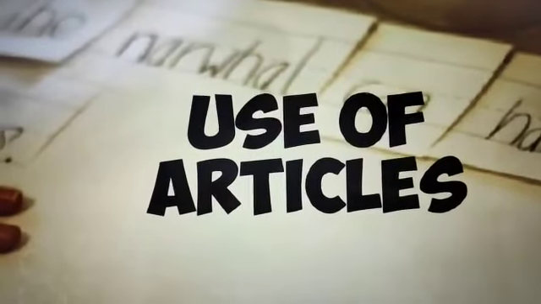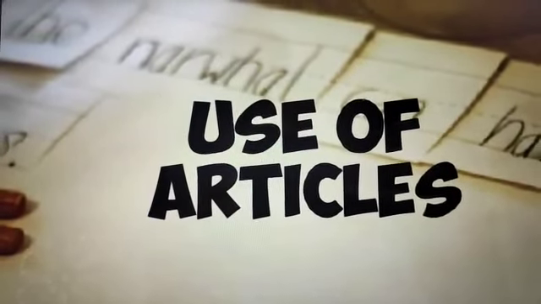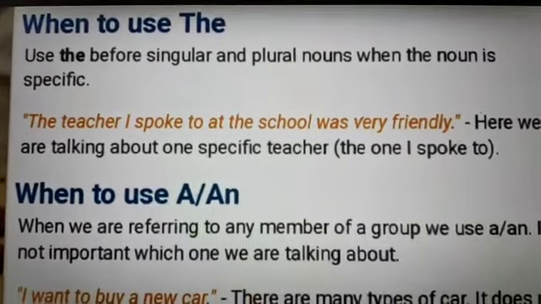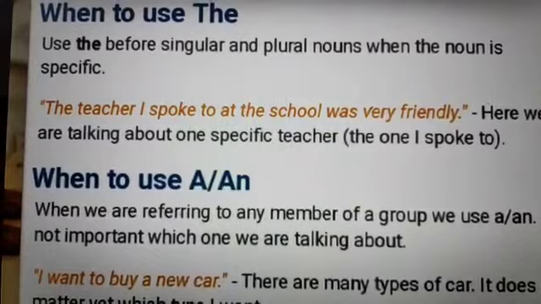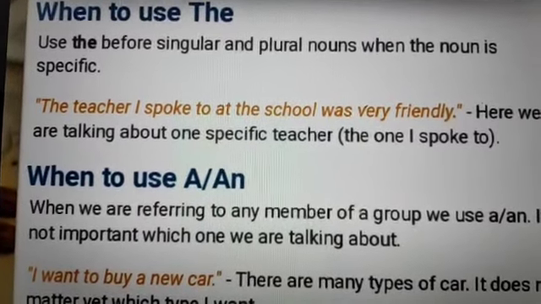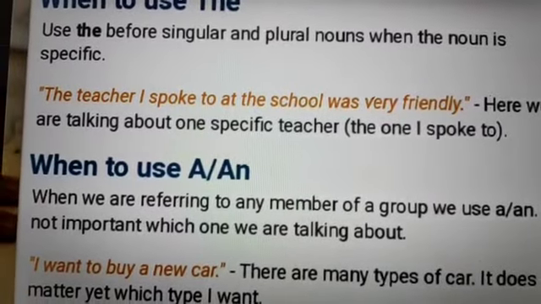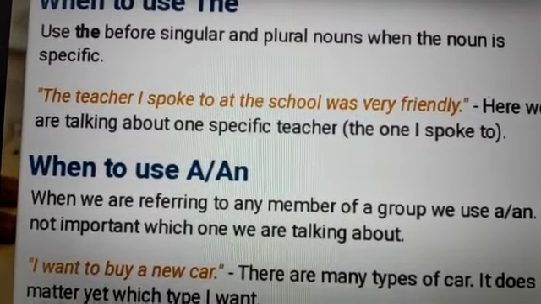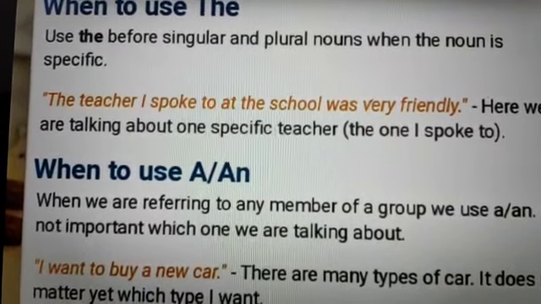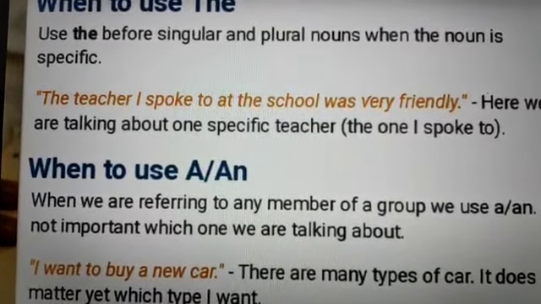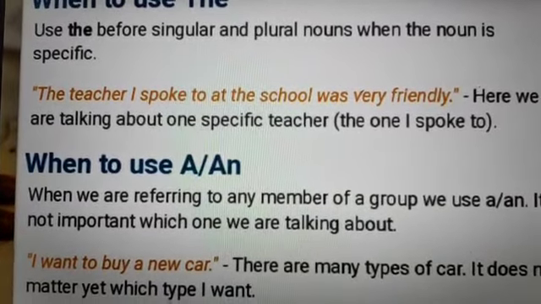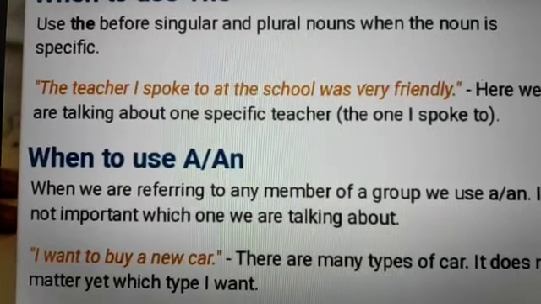And the next one is the use of articles while doing the sentence reordering. So let's have a look at when to use the article the. As we know, the is a definite article and a and an are both indefinite articles. So the is used before singular and plural nouns when the noun is particular or specific. The teacher I spoke to at the school was very friendly. Here we are talking about one specific teacher.